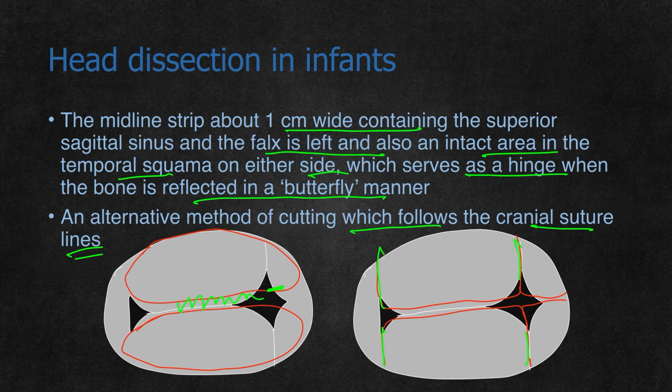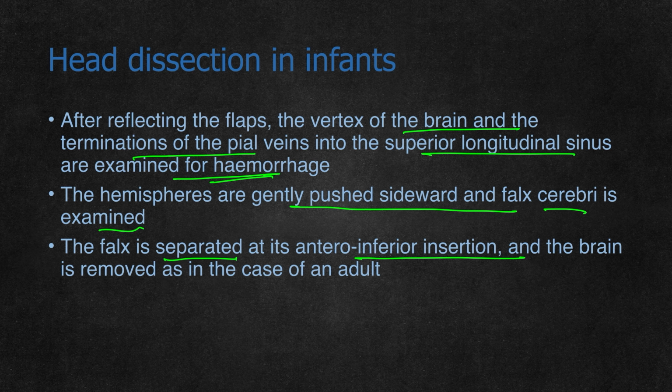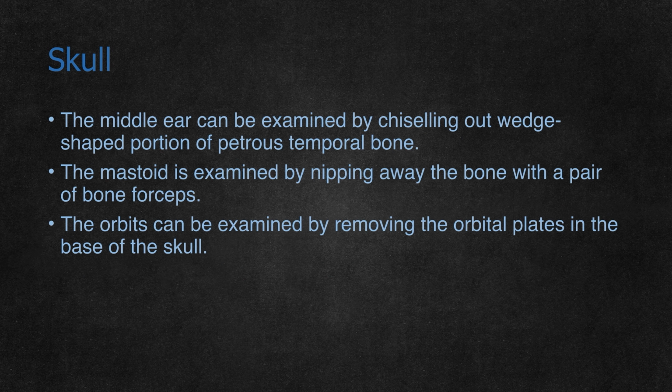After reflecting the flaps, the vertex of the brain and the termination of the parasagittal veins into the superior longitudinal sinus are examined for hemorrhages. The hemispheres are gently pushed sideways and the falx cerebri is examined. The falx is separated at its anterior inferior insertion and the brain is removed as in the case of adults. After the brain is removed, it is dissected as in adults.